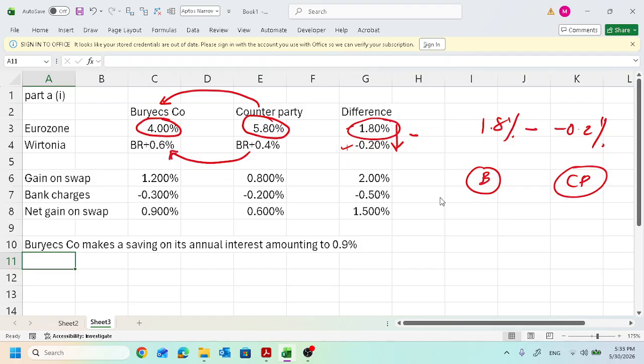So, B company should borrow at 4%. This is the initial borrowing they are going to make. Correct, right? B company will make a Eurozone borrowing, their own currency borrowing. Then they will give it to the counterparty. So, they borrow at this rate.